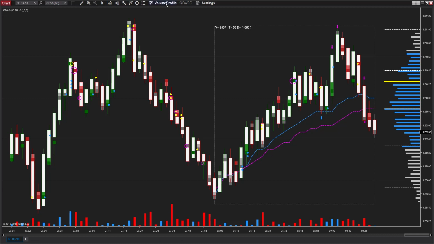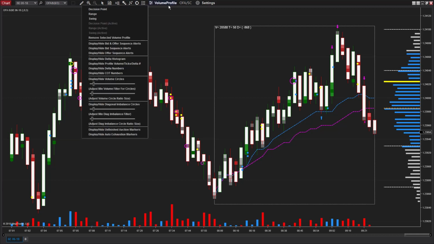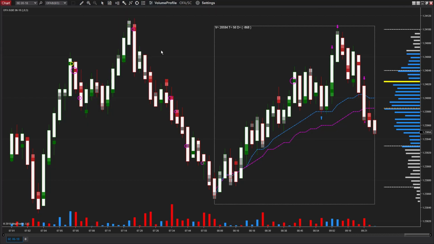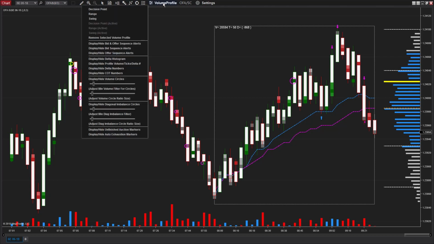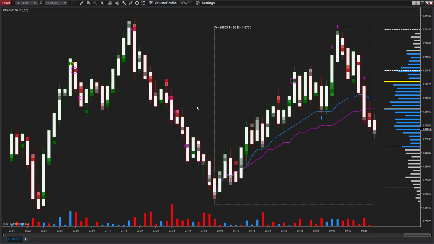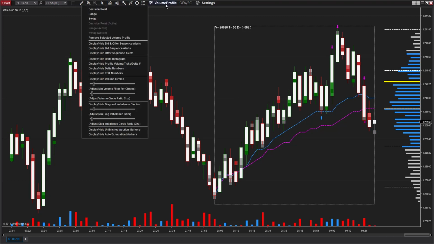So what I'm going to do is go into the volume profile. I'm going to take some of the things off of the screen. I'm going to remove the bid and offer sequence alerts. Those are the little dots that tell us that something's going on in the print. And I'm also going to remove the imbalance circles. So we have the diagonal imbalance circles here, and you can see those have gone away as well. The other thing that I think is probably just more than we need to have on the chart right now is the delta histogram. So I'm going to take that off as well.